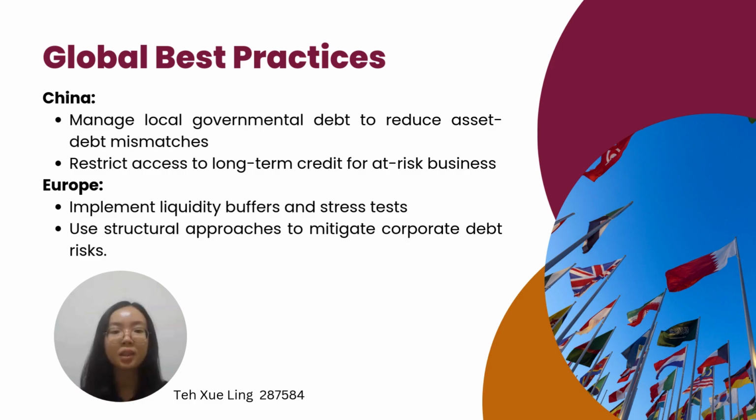Global examples illustrate effective approaches to debt management. In China, policies address corporate asset-debt mismatches, including increasing the cost of debt financing and restricting access to long-term credit for high-risk businesses. Europe emphasizes financial stability through liquidity buffers, stress tests, and conservative redemption terms. These strategies mitigate corporate debt risks, demonstrating the value of structured, context-specific solutions.